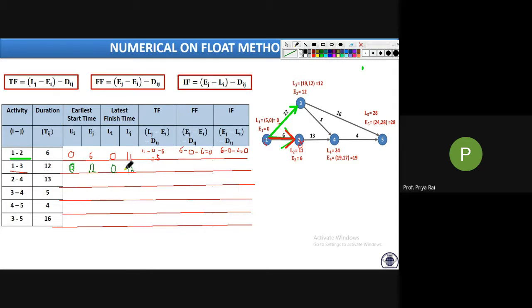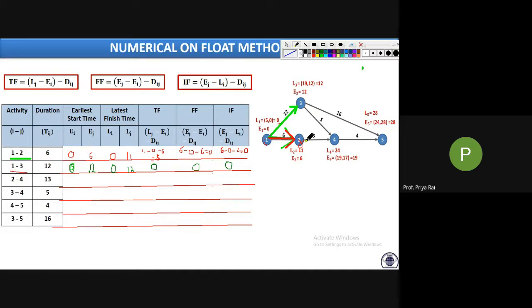LJ is 12 minus 0. EI is 0 minus 0. Dij 12. So 12 minus 0 minus 12, 0. Very good. Now this one, EJ is 12 minus EI is 0 minus Tij is 12, 0. Okay, and this one, EJ is 12 and LI is 0. So 12 minus 0 minus 12, 0. Very good. Now for next, 2 to 4.